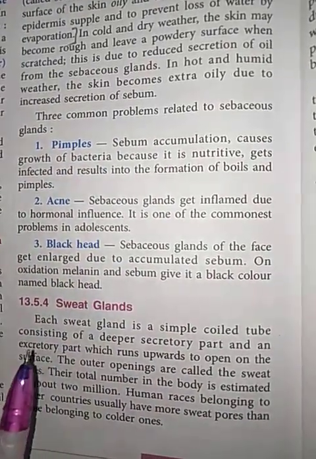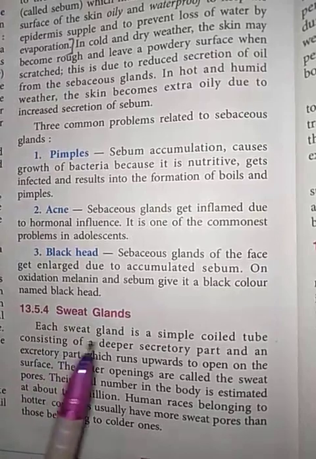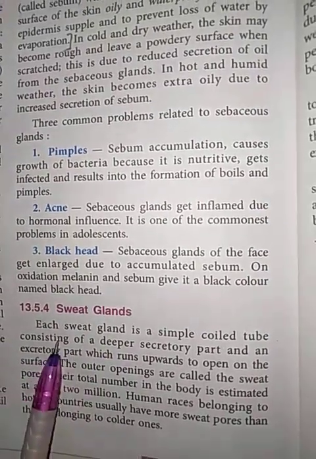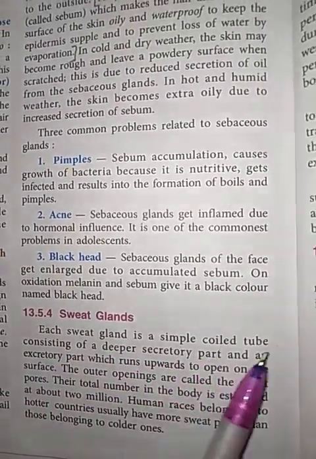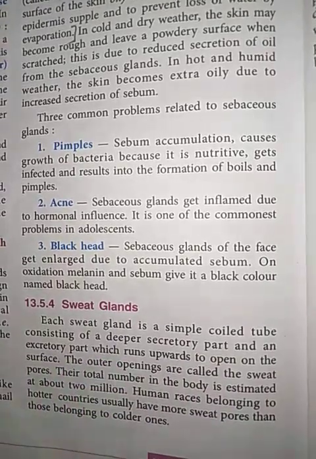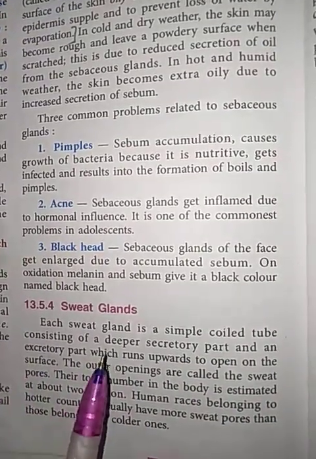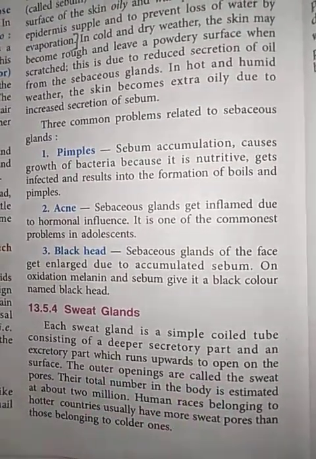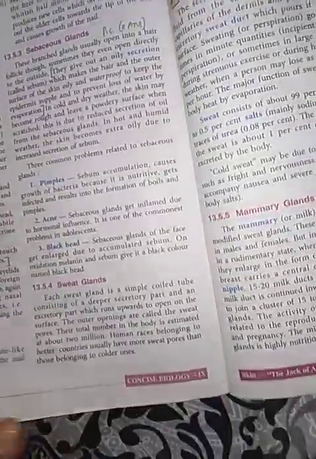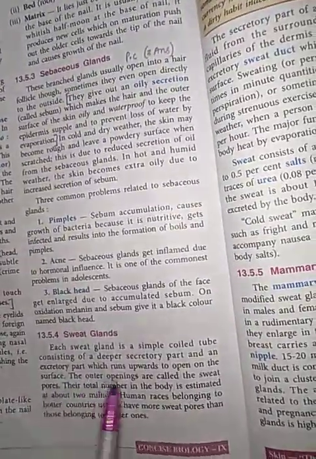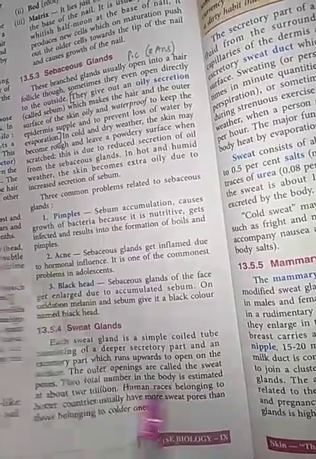Then our next derivative is called the sweat glands. Now each sweat gland is a simple coiled tube consisting of two parts. One part is known as the deeper secretory part, and the other part is known as the outer excretory part, which runs upwards to open to the surface.